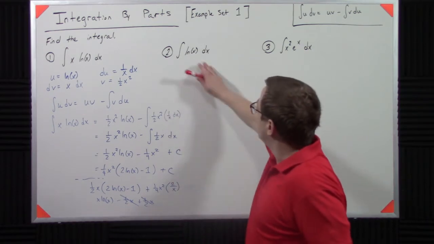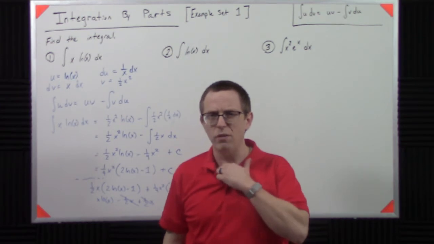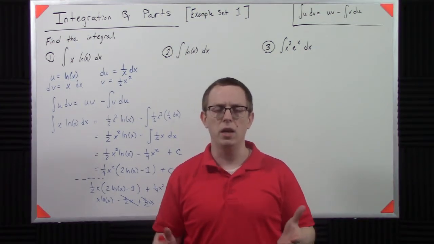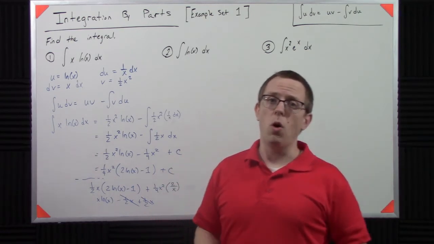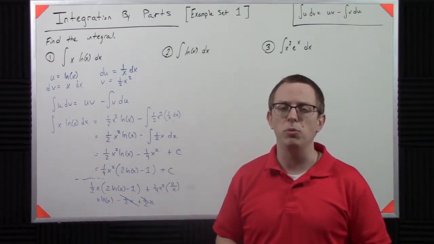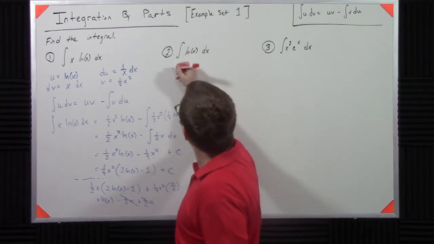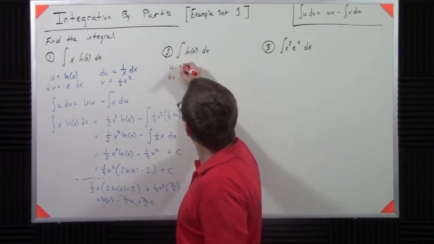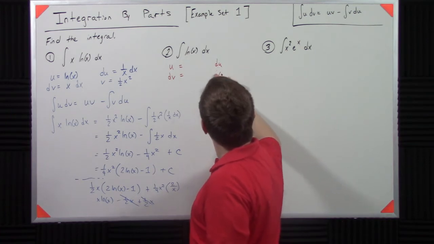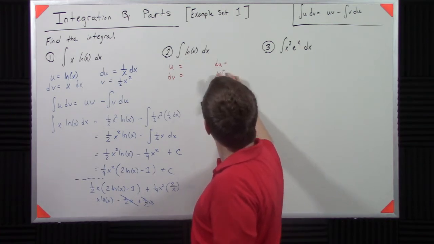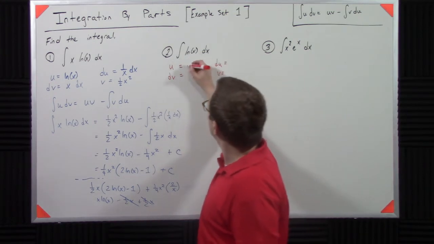Let's move on to the integral of natural log of x dx. This one's a little tricky because you're like, okay, I've got to have a u and a dv, but I've only got one thing here. In fact, if you didn't know to use integration by parts, you might not know what to do at all. But since we're dealing with integration by parts, let's try some stuff out. I'm going to take u to be the natural log of x.